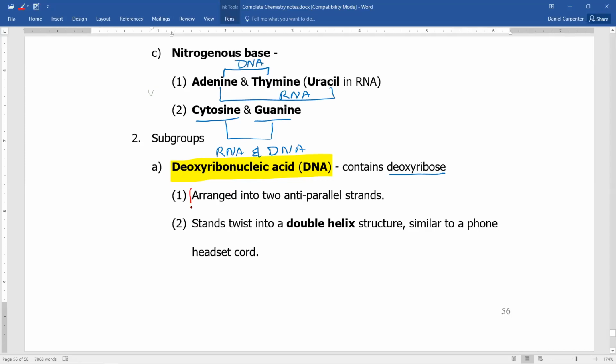DNA is arranged into... it's double-stranded, two anti-parallel strands. Now, the term anti-parallel is frequently brand new to people, juniors in high school, right now when I mention it. Unless I said it in 10th grade and it sunk in, you don't remember, you don't know what anti-parallel means.